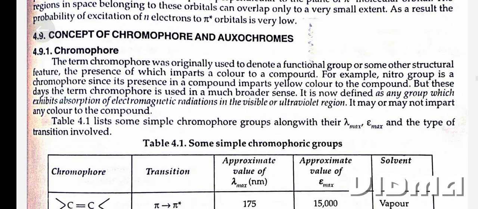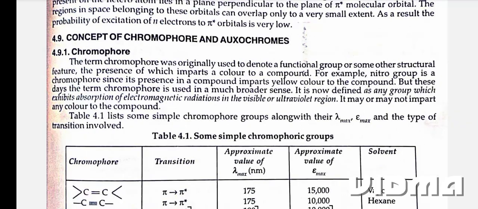Concept of chromophore and auxochromes. Chromophore. The term chromophore was originally used to denote a functional group or some other structural feature, the presence of which imparts a color to a compound. For example, nitro group is a chromophore since its presence in a compound imparts yellow color to the compound, but these days the term chromophore is used in a much broader sense. It is now defined as any group which exhibits absorption of electromagnetic radiations in the visible or ultraviolet region. It may or may not impart any color to the compound.